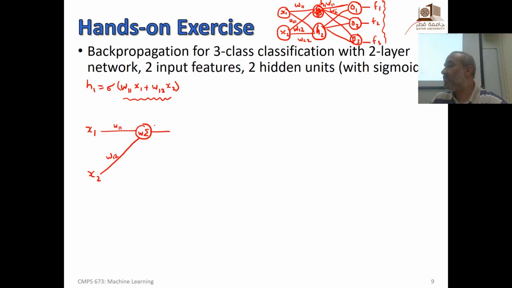Is that H now? This is not H, right? This is, let's say, Z1. Then sigmoid. Very good. Sigmoid. Now this is H1. Okay.